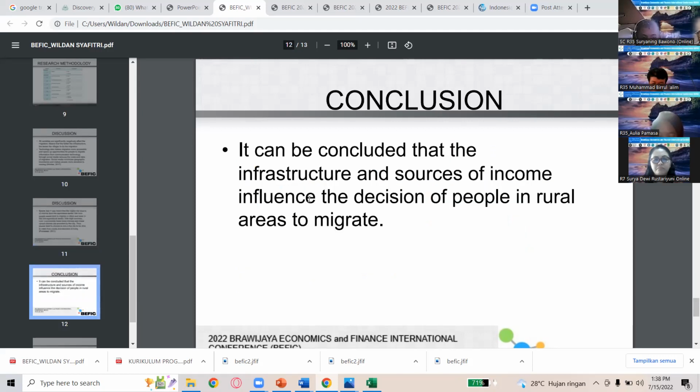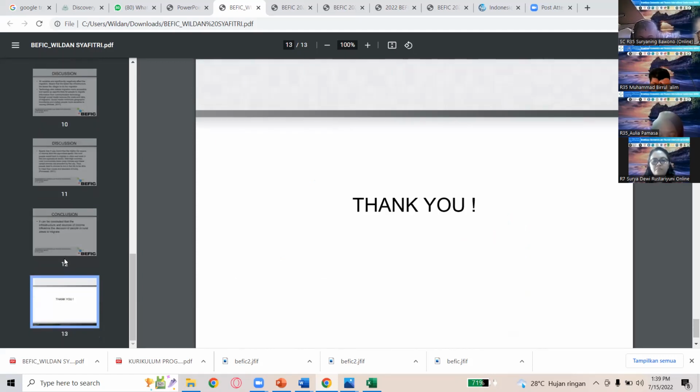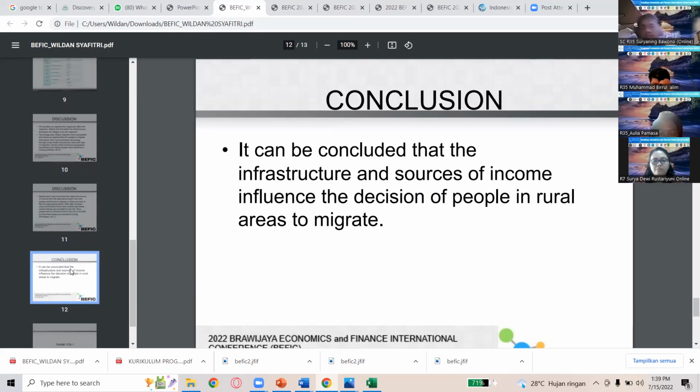Okay, in the conclusion, all of my research concludes that infrastructure and source of income influence the decision of people in rural areas to migrate. This income influence means what area they work in. My suggestion is that we need to criticize dana desa to make it a more specific program. Okay, thank you for this presentation. Thank you to Suryaning Bono for this opportunity.